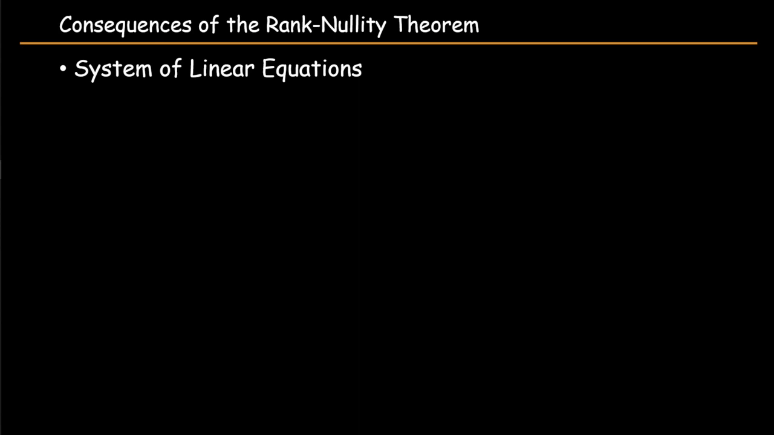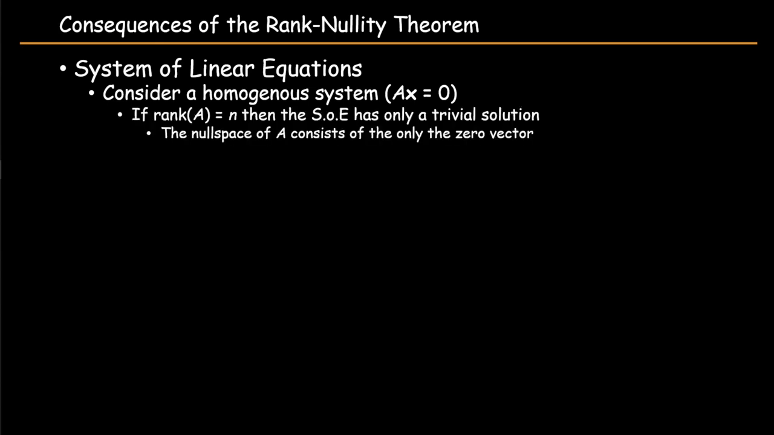And so remember, we can express a system of linear equations in matrix form, where we have the matrix A multiplied by the column vector x, and then it's equal to another column vector. But we're going to consider two different cases. The first case is the homogeneous system, where it's equal to 0. And so here's what ends up happening. If the rank of A is equal to n, then that means the system of linear equations only has a trivial solution, which is 0.